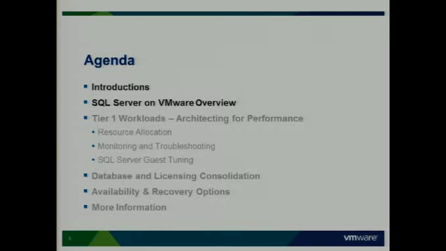But the next section after that is database and licensing consolidation. So this is more concerned with not necessarily excluding tier 1 databases, but looking at consolidation from a broad perspective across the enterprise. What are the best consolidation strategies? How can I save money on licensing?